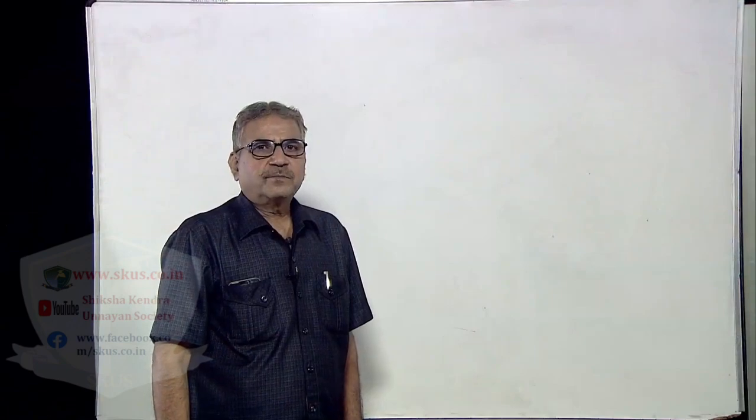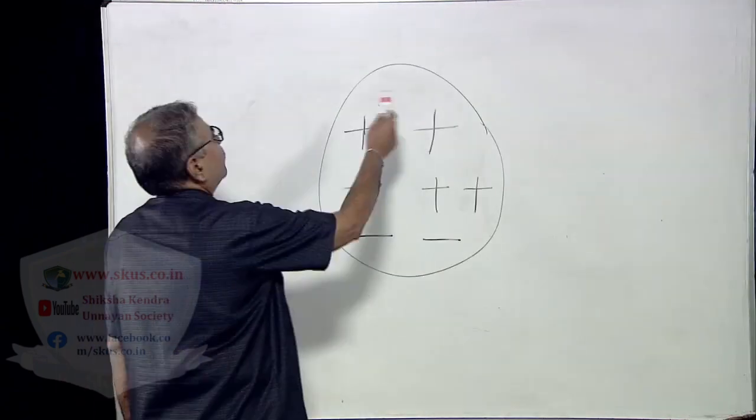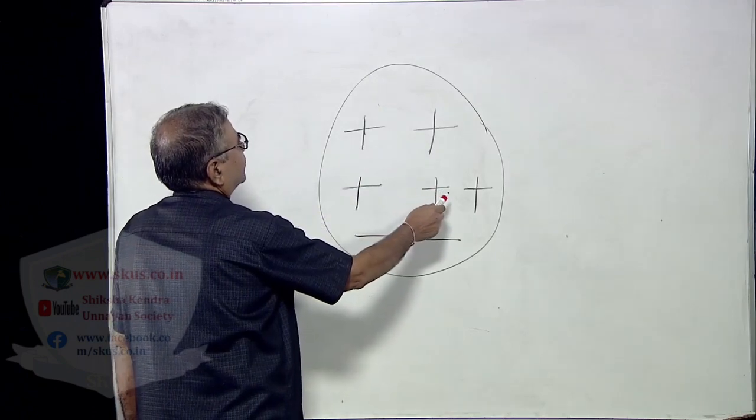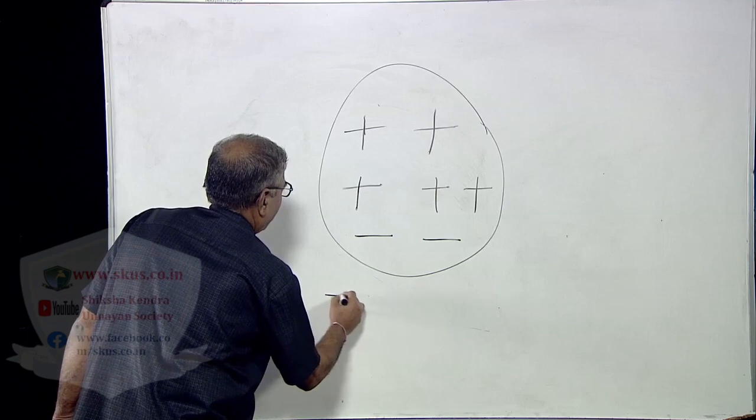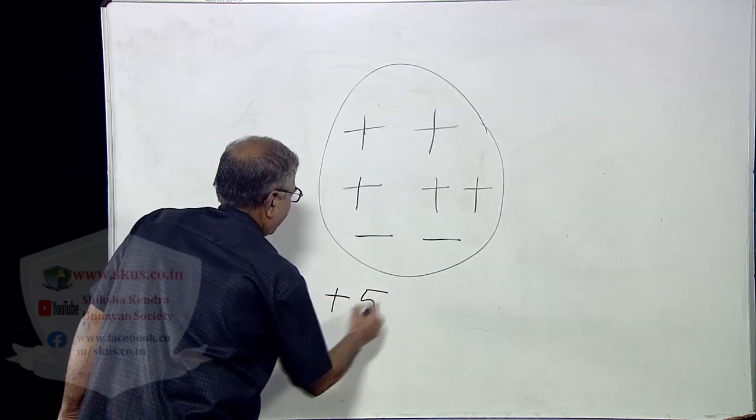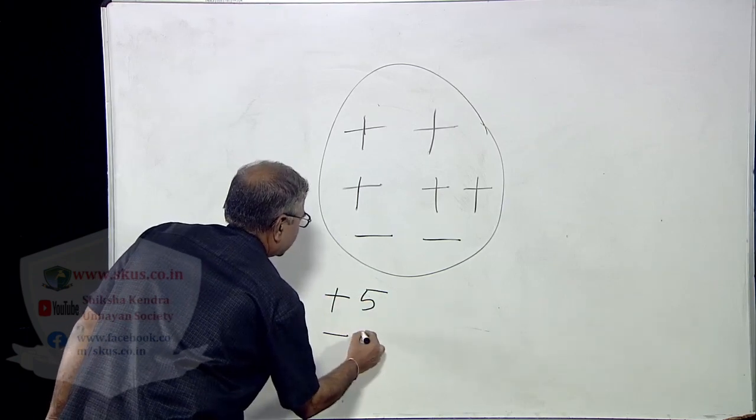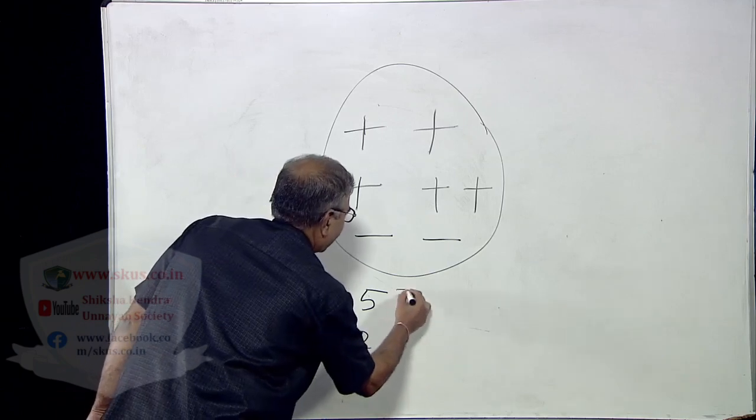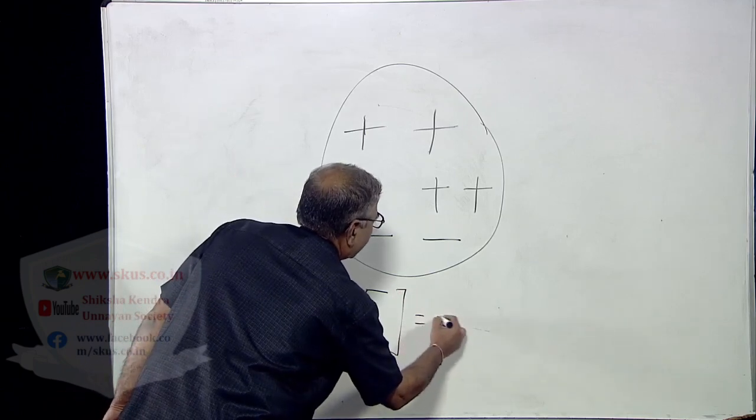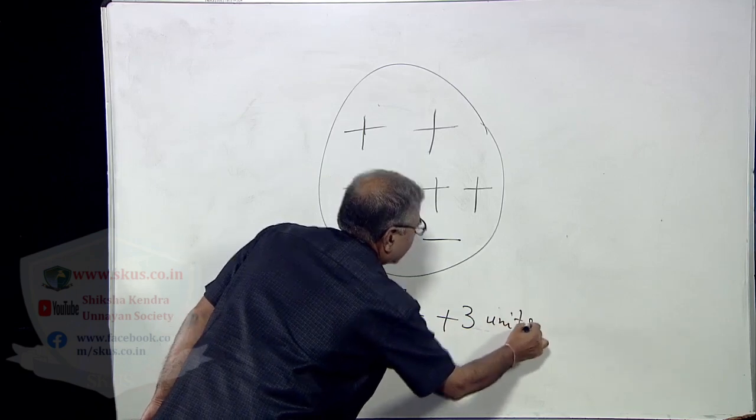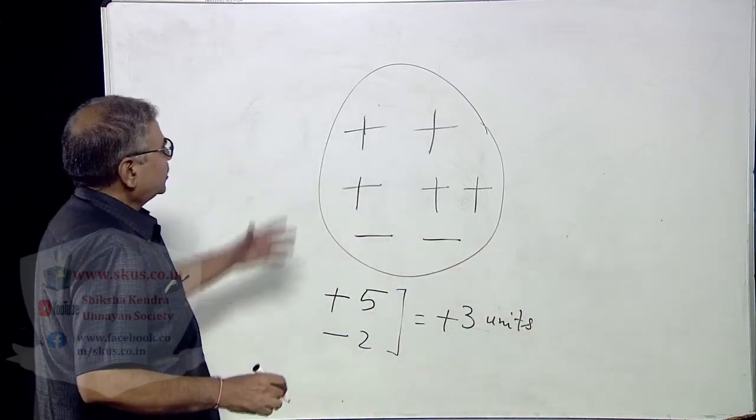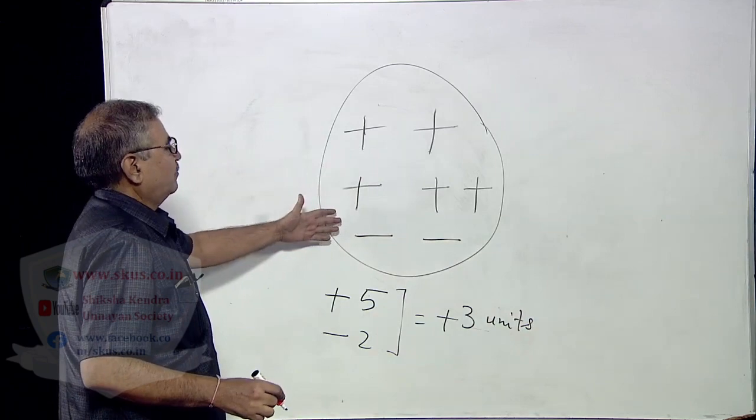Let us demonstrate the positive charge body and negative charge body through figures. Now this body has 5 units of positive charge and 2 units of negative charge. Positive charge plus 5 and negative charge minus 2. So if we add them up, the net charge is plus 3 units. Similarly, this is the example of a positively charged body.